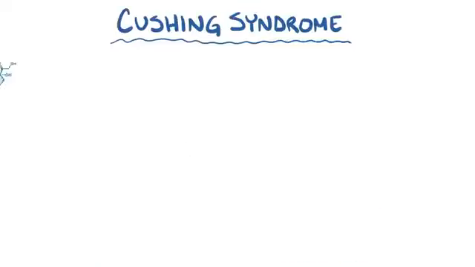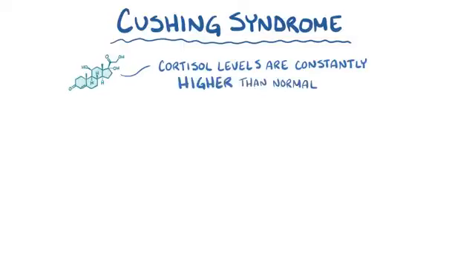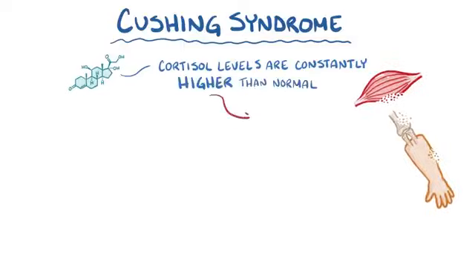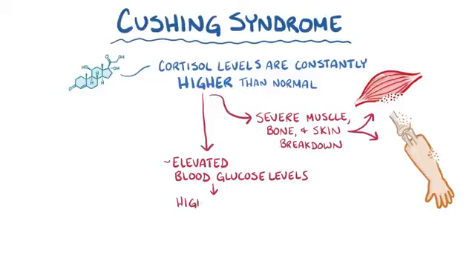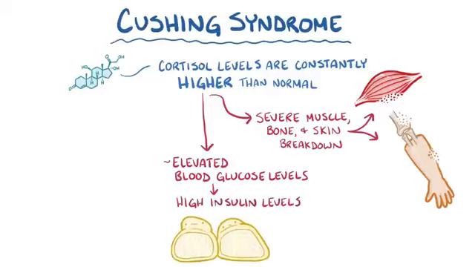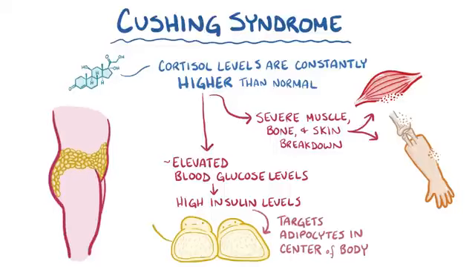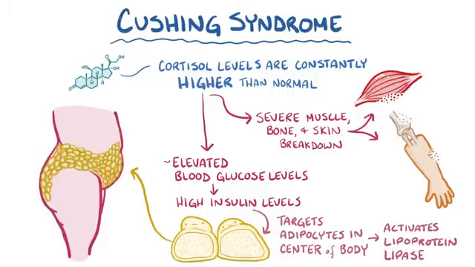In Cushing syndrome, cortisol levels are constantly higher than normal, so its effects are exaggerated. Excess cortisol leads to severe muscle, bone, and skin breakdown, which are the major protein stores of the body. It also leads to elevated blood glucose levels, and that leads to high insulin levels. Insulin, among its many actions, preferentially targets adipocytes, or fat cells in the center of the body, around the waist and buttocks. In those cells, the insulin activates lipoprotein lipase, which is an enzyme that helps those adipocytes accumulate more fat molecules. The result is central obesity.